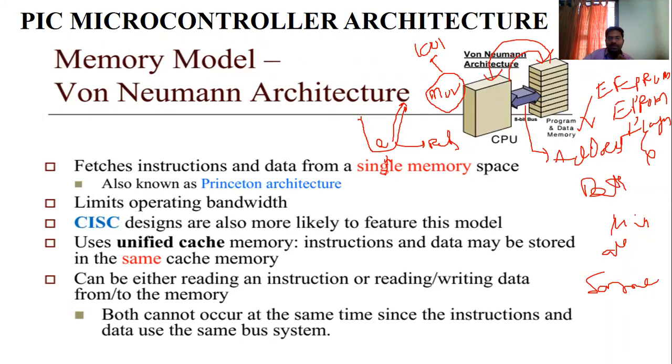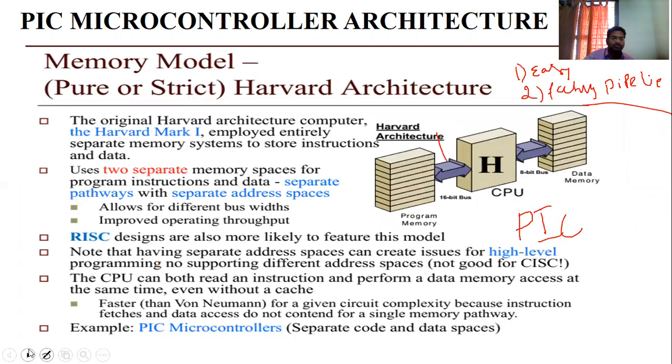Remember, any type of microprocessor or microcontroller that follows the Von Neumann architecture follows sequential execution. You can only execute one instruction first, then after that come to the second instruction. That is the sequence. But now the Harvard architecture will follow pipelining.